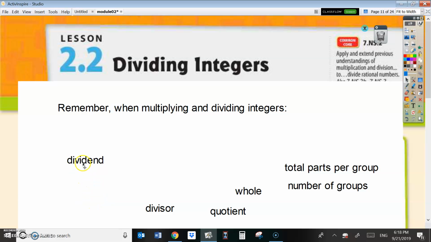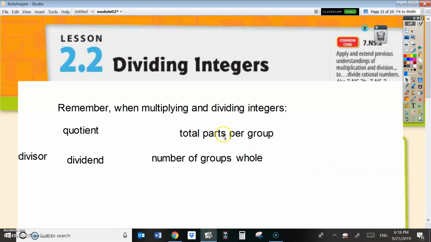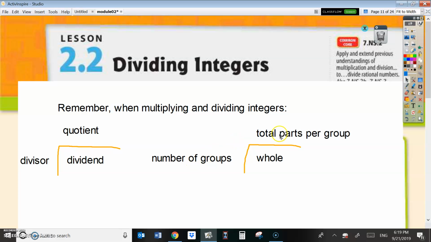Another thing to remember is here. The dividend is the same as the whole. The divisor is the same as the number of groups. And the quotient is the same as the parts per group. So it needs to go like this. Draw a division bar in there. So it goes dividend, divisor, quotient, whole, number of groups, total parts per group.